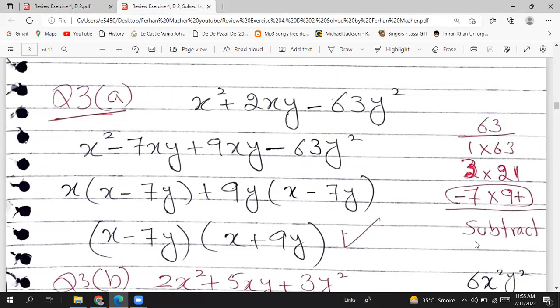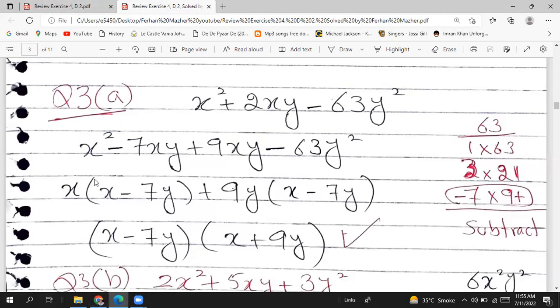So I will choose that pair which by subtraction will give me plus 2. So 9 and 7 by subtraction can give you 2, because you want positive 2. With the larger number, I will put a positive sign, and with the smaller number, I will put a negative sign. So I've done the midterm breaking: x squared minus 7xy plus 9xy minus 63y squared.